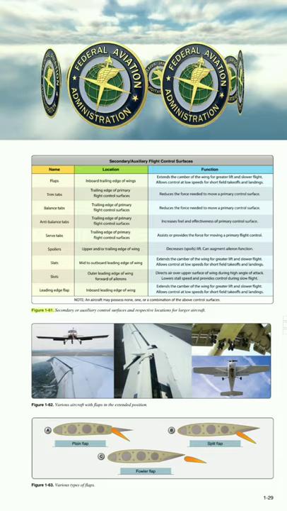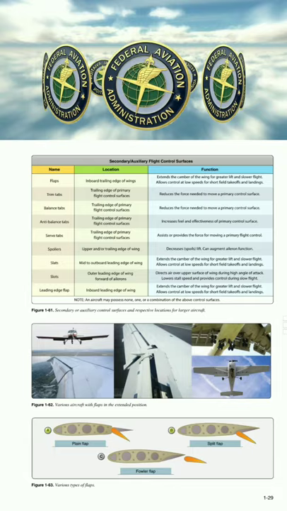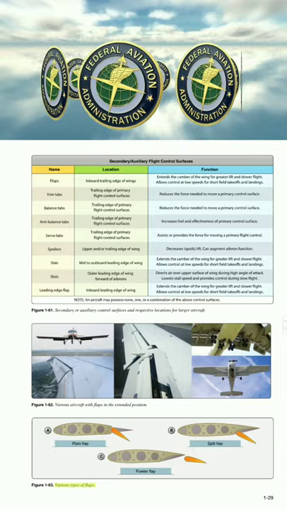Figure 161. Secondary or auxiliary control surfaces and respective locations for larger aircraft. Figure 162. Various aircraft with flaps in the extended position. Figure 163. Various types of flaps: A, plain flap; B, split flap; C, Fowler flap.